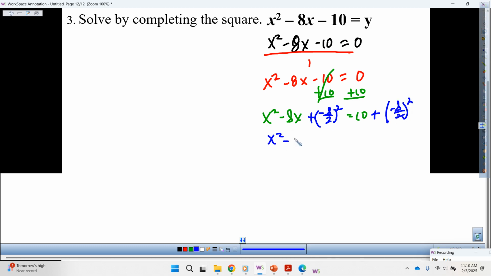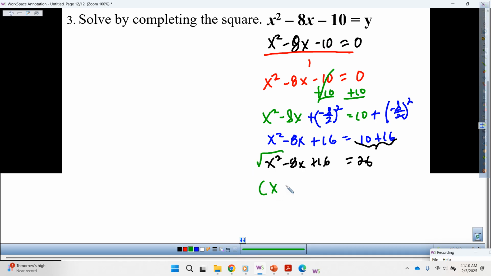We end up with x squared minus 8x plus 16 equals 10 plus 16. So far so good, yes? However, we need to simplify the right side. That is 26. So we have x squared minus 8x plus 16 equals 26. Next, factor. Square root of the first, square root of the last, sign of the middle. Or in other words, x minus 4 squared equals 26.